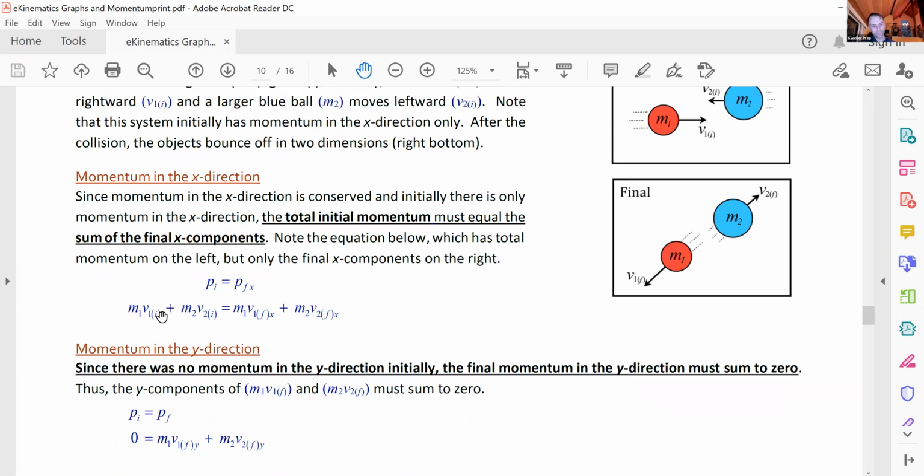What's happening, there should be an x here, by the way. Initial x: m1 v1 initial x plus m2 v2 initial x is equal to m1 v final x plus m2 v final x. Makes sense, of course, right?